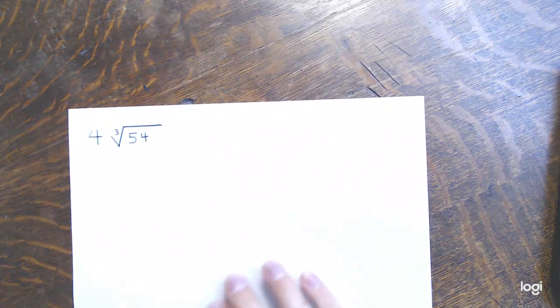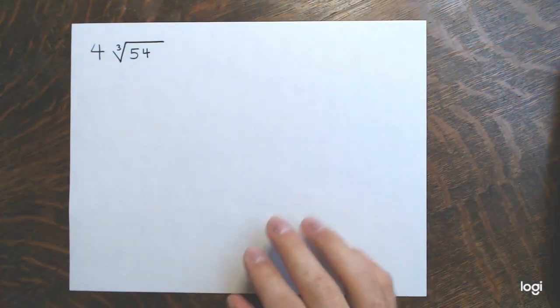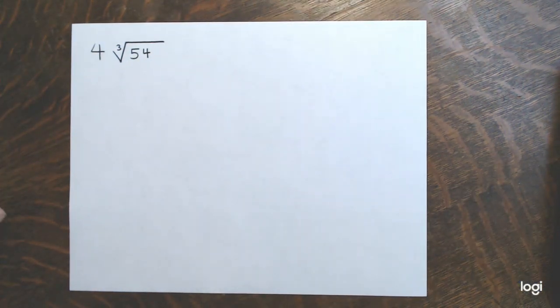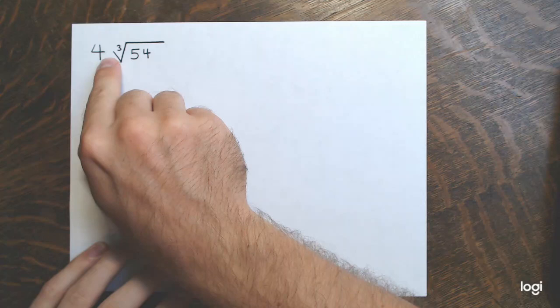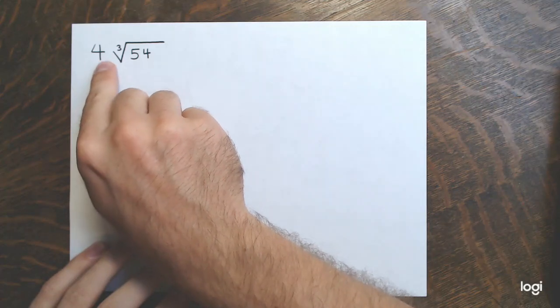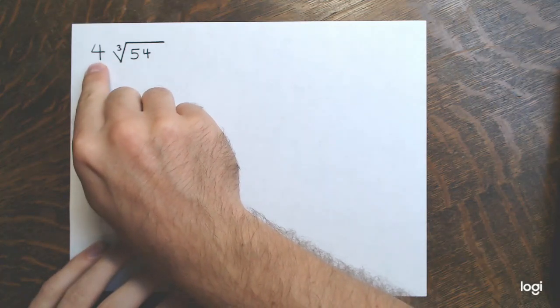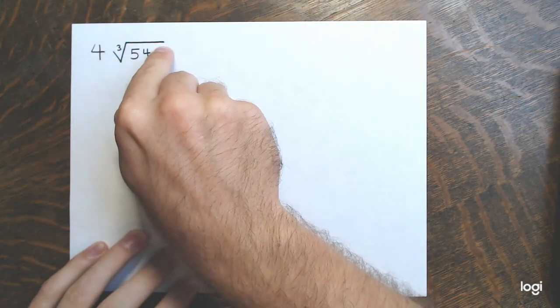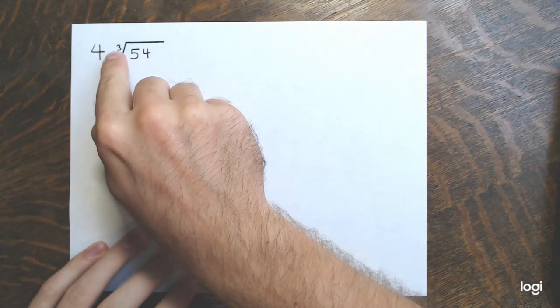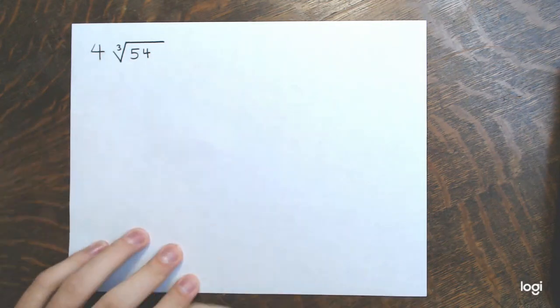So again, I'm asked to simplify this radical, and again, I'll punch it in a calculator at the end to see if we did it correctly. So I have 4 times, again, there's no plus or minus here, it's touching, so it's multiplication. 4 times, and then here's your radical, the cube root. Notice the index is 3, so it's the cube root of 54.